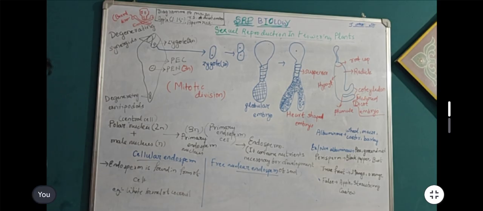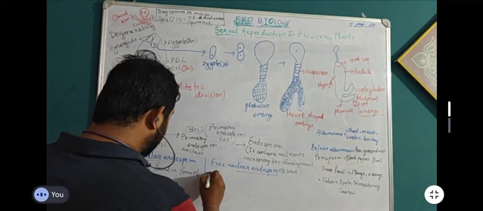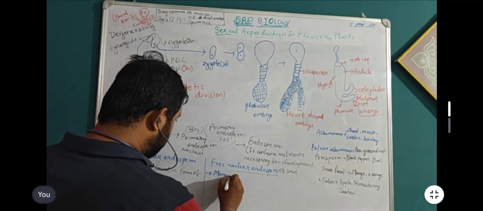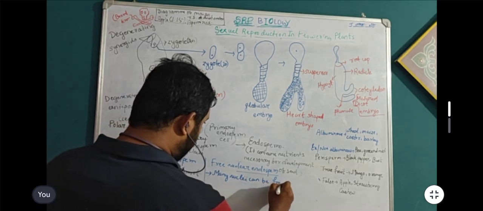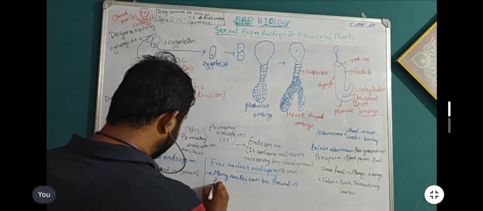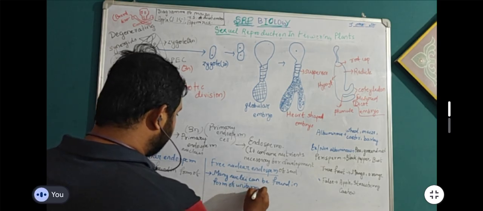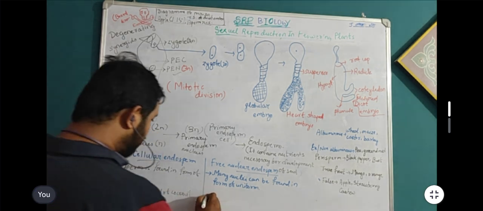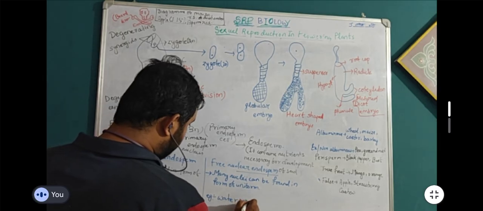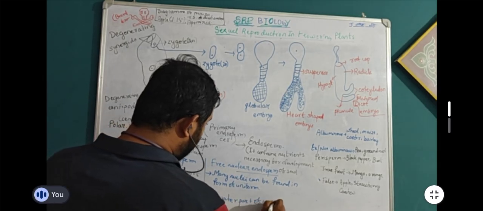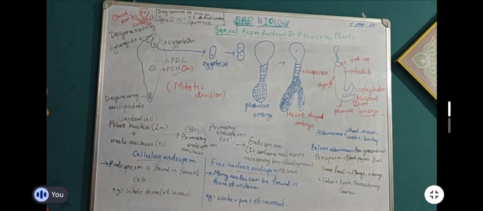Second, what is free nuclear endosperm? Here many nuclei can be found in the form of endosperm, and it is also found in the same fruit, the best example being coconut. The liquid part, or the water part, of the coconut is the free nuclear endosperm.